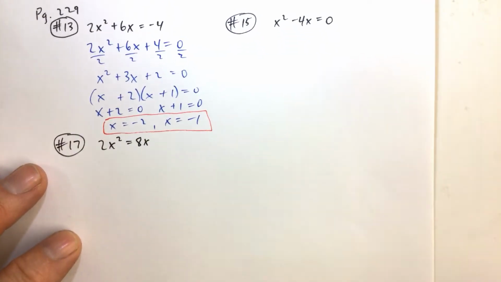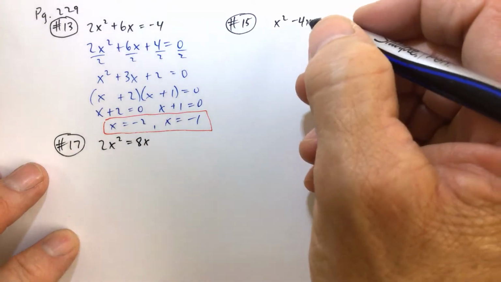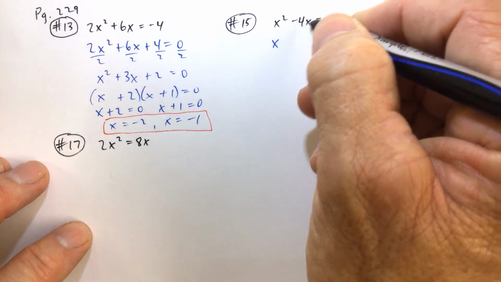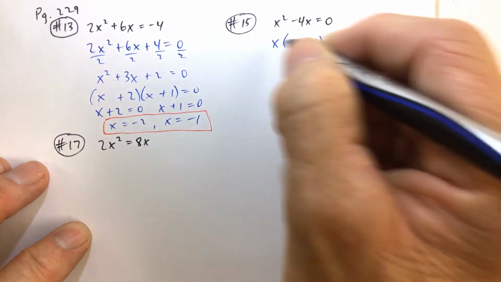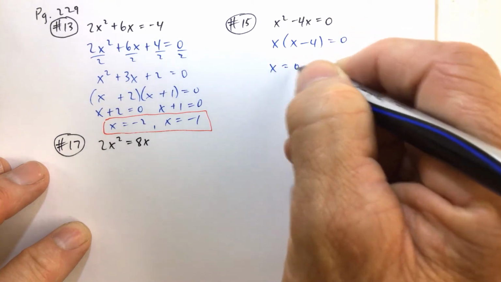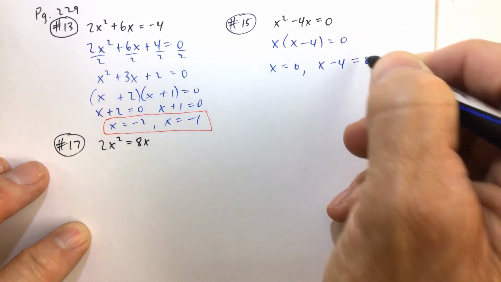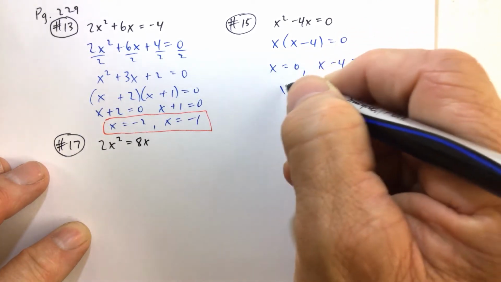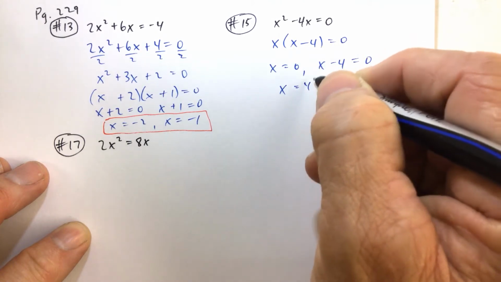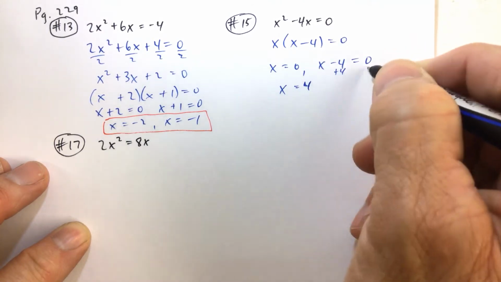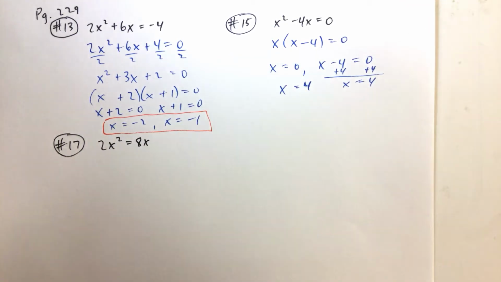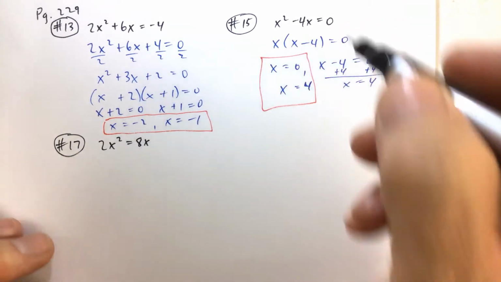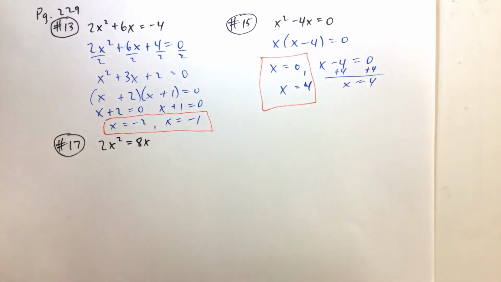And now number 15, again, factoring, we can see we have a common factor of x, and we factor out an x, we get x times x minus 4. When we set each factor equal to 0, we see that x equals 0 and then x minus 4 equals 0, so we add 4 to both sides and we get x equals 4. So I wrote it twice there, but nevertheless, x equals 0 and x equals 4 are the two solutions to that equation.